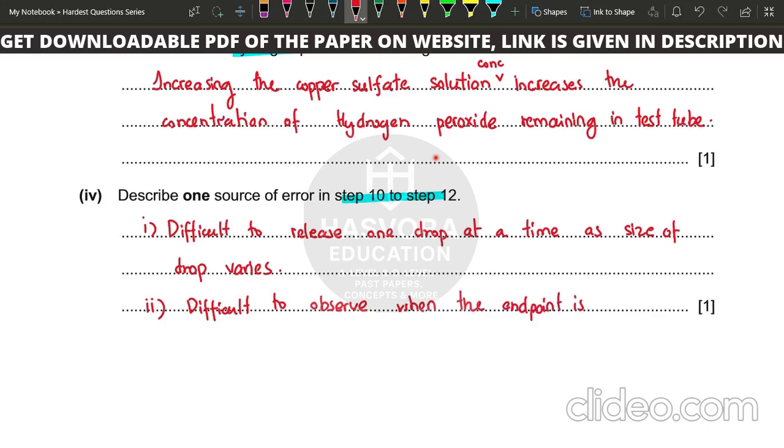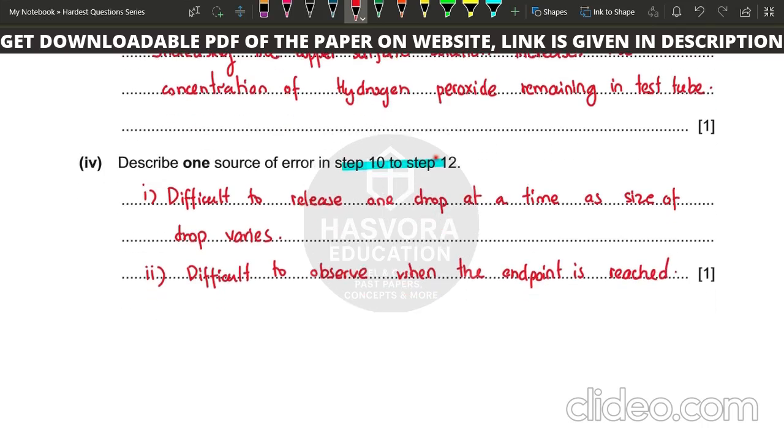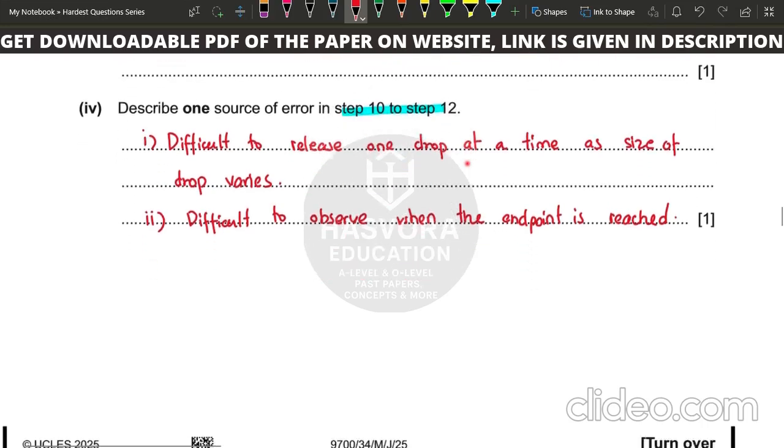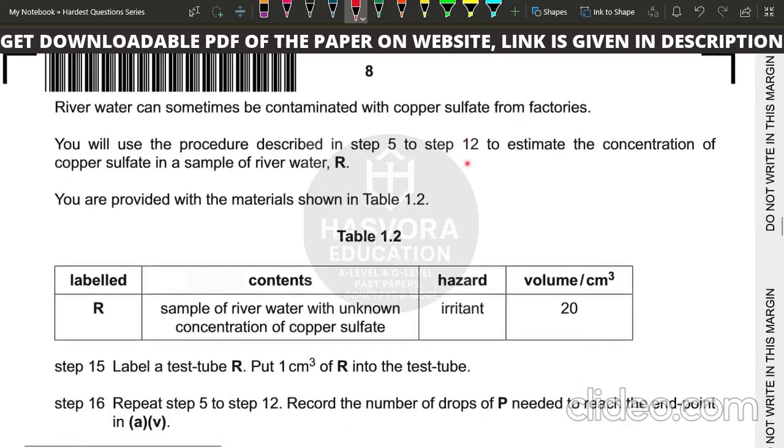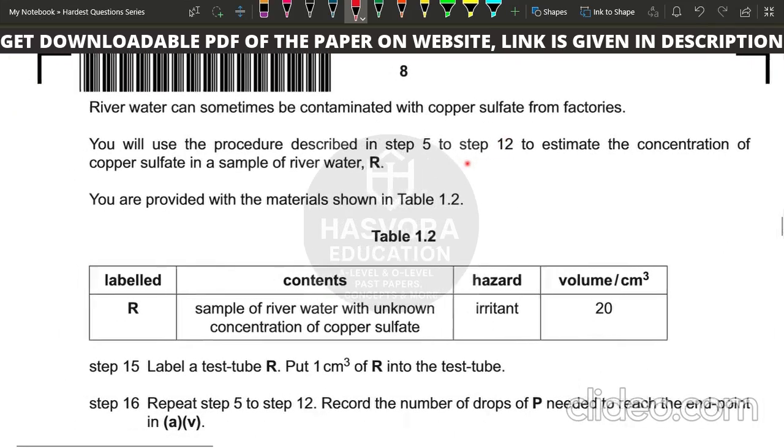In most of the papers, they ask you about the improvement, so you can write that you can use a colorimeter to determine the endpoint. And for the drops, instead of counting drops, you should measure the volume. That can be the possible improvement, but in this paper I don't think they have asked.